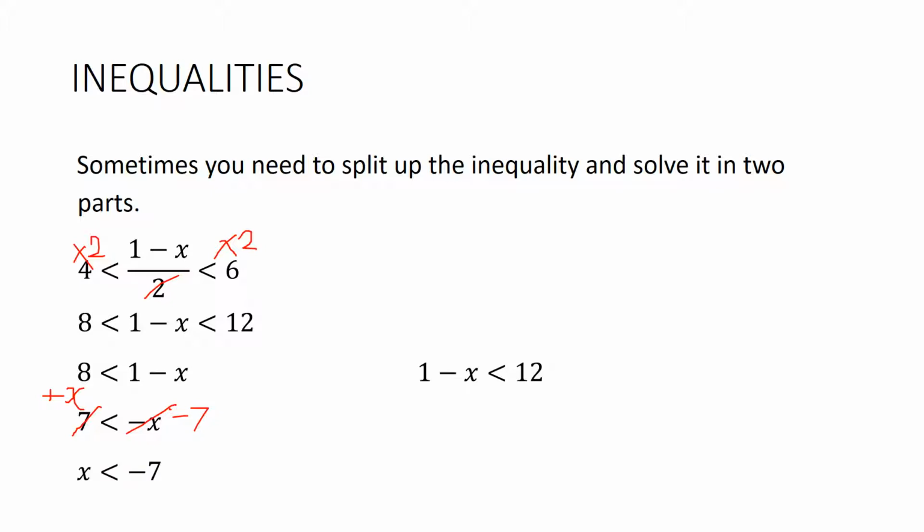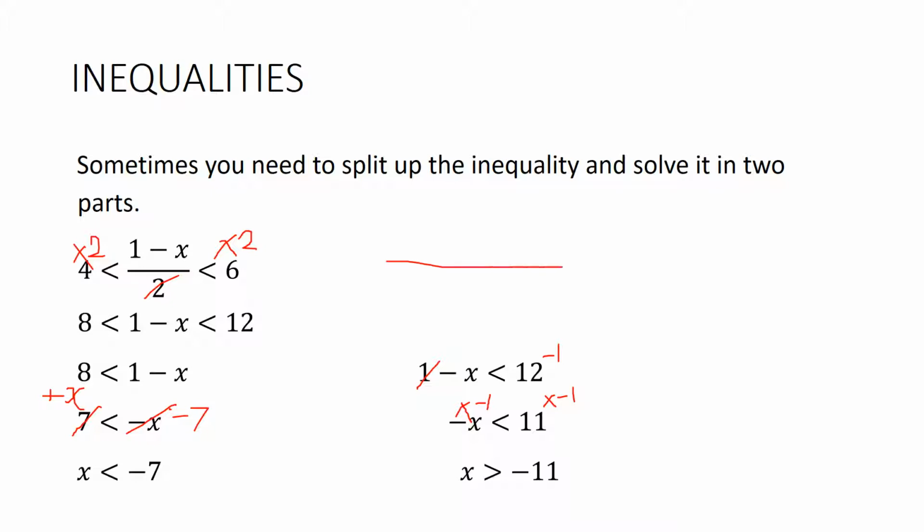Okay, let's move on to this guy. Let's get rid of the 1. Comes over here as a minus 1. Minus x is less than 11. Times both sides by negative 1. That'll get rid of that negative on the left-hand side, but it's also going to flip the sign. So x will be greater than negative 11.